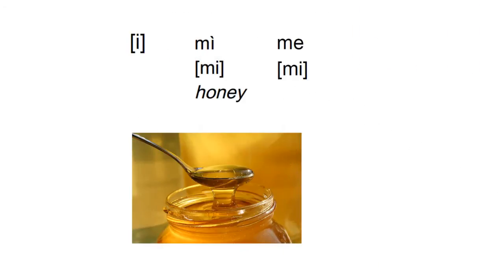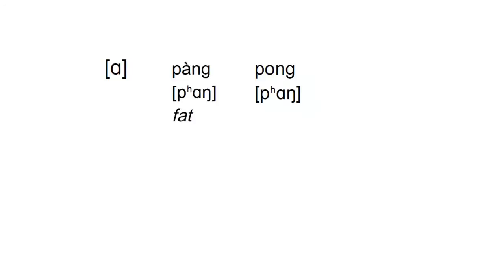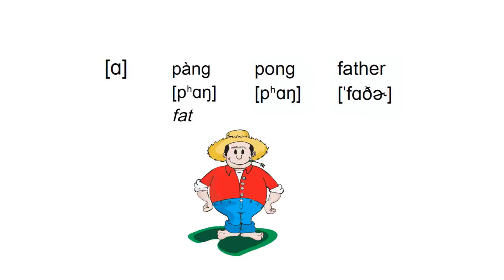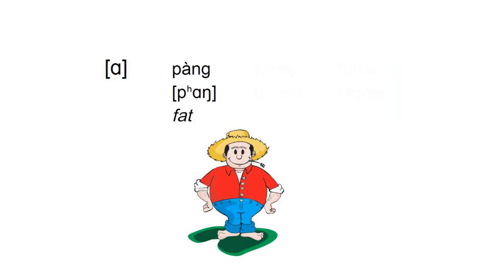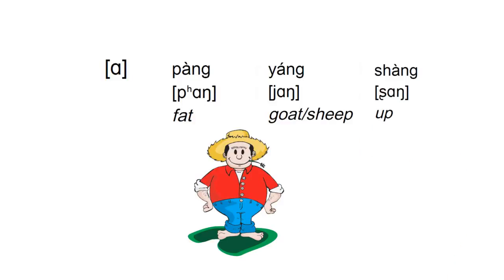The first of these is i, as in Mandarin's mi, or English's me. In IPA and in Pinyin, you'll see it as a lowercase i. Next we have a, as in Mandarin's pang, or English's father. In IPA, it's a kind of rounded off lowercase a, and you generally find it in Mandarin before the ng sound. Like in pang, yang, or shang.